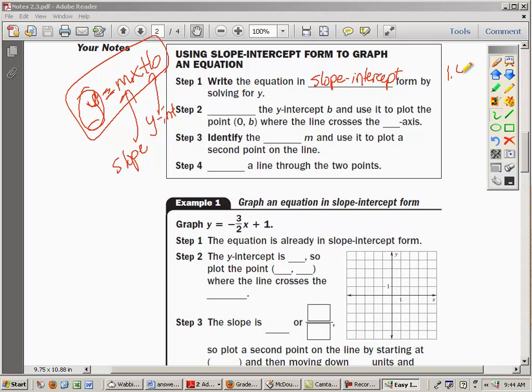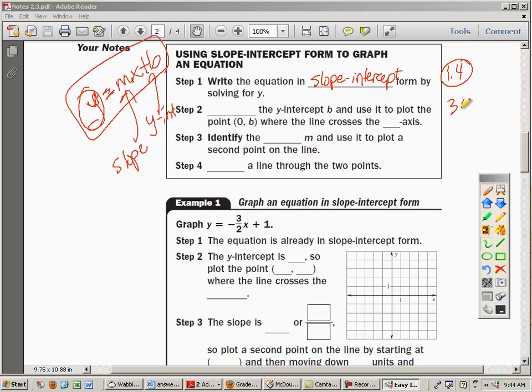Lesson 1.4 from chapter 1, we were solving equations that were of the form 3x plus 2y is equal to 6, and we had to solve this thing for y. We've done a little bit of that, and so we're going to now actually use that idea and use solving for y to make a graph of that particular equation. All right, so again, write it in slope-intercept form first. If it already is, then the first step is already done for us.